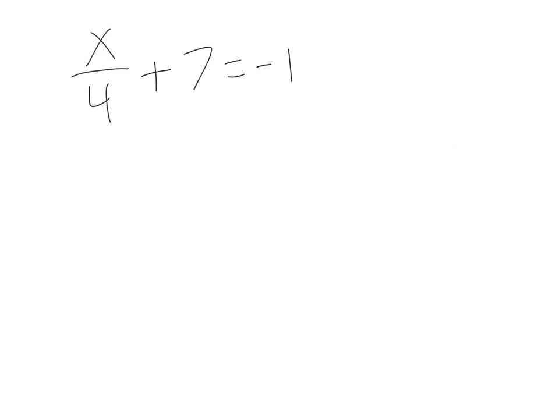Alright, let's do another one like this. So again, the first step is to undo the addition first. So we will subtract 7 from both sides. Again, the 7's will now cancel to leave x over 4 equals negative 1 minus 7 is negative 8.